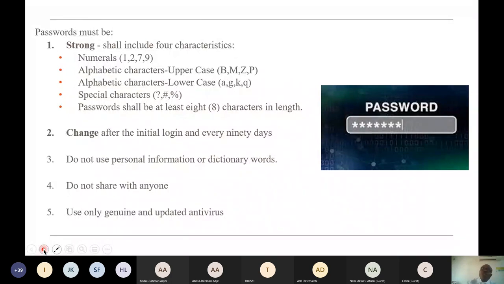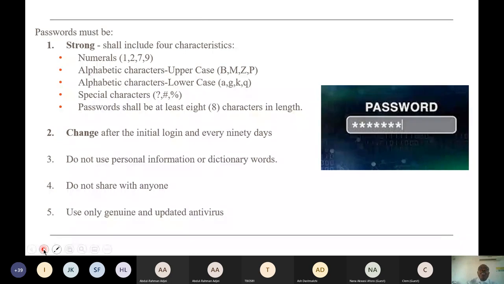The first thing you need to do is to create a complex and strong password. So what do I mean by a strong and complex password? A strong and complex password consists of four broad categories. First, your password must contain a number from 1 to 10. Second, your password must contain an uppercase letter, that is a capital letter. It must also contain a lowercase alphabet. There must be a special character, either a question mark or an exclamation mark, and a minimum of at least 8 characters in all. A combination of the four broad categories must be 8 in total.